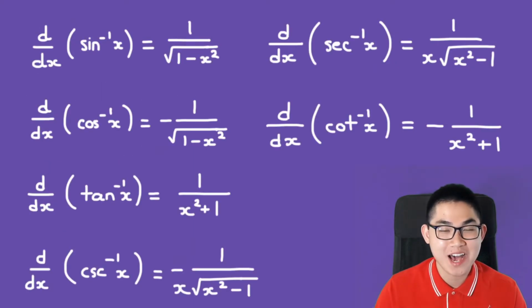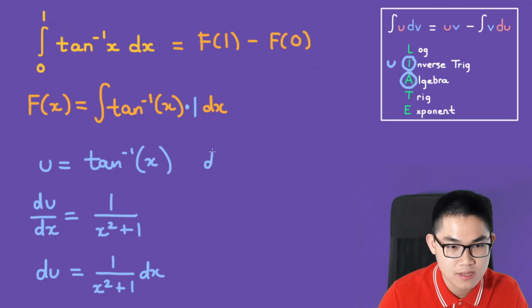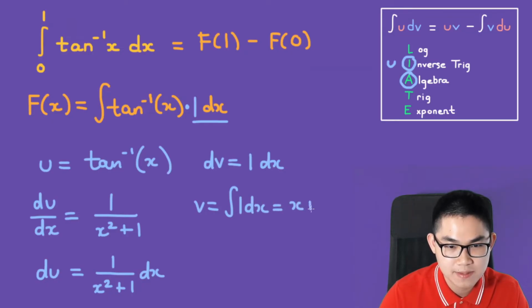So according to our formula sheet, we can see that the derivative of arctan is 1 over x squared plus 1. So we have 1 over x squared plus 1. So du would be equal to 1 over x squared plus 1 dx. And how about dv? Well, dv will be this part, right? Because this is the u, and the dv will be this part. So 1 dx. And v will be the integral of 1 dx, which is x plus c.